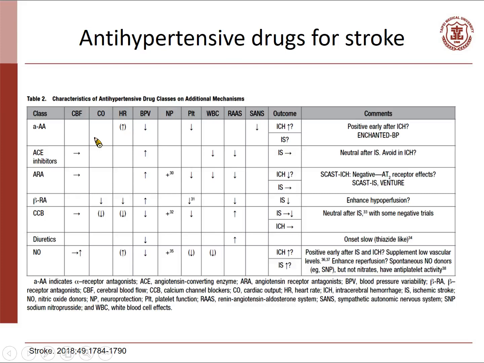Some antihypertensive drugs can be used for stroke, and some are safe, like the ACE inhibitor, ARB, angiotensin receptor blocker, and CCB, calcium channel blocker. Those are safe. But in some conditions, a direct alpha blocker may cause an increase in ICH. So for choosing the antihypertensive drug, we usually use the common ones, like ARB and CCB. Those are safe.